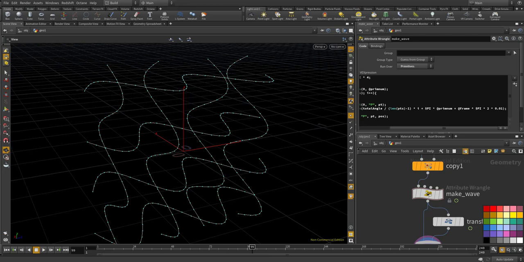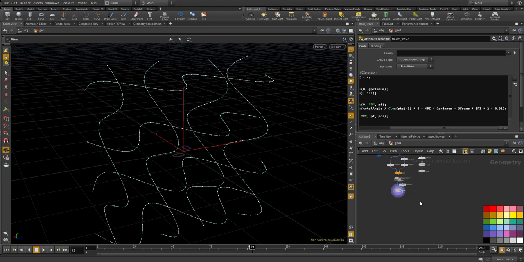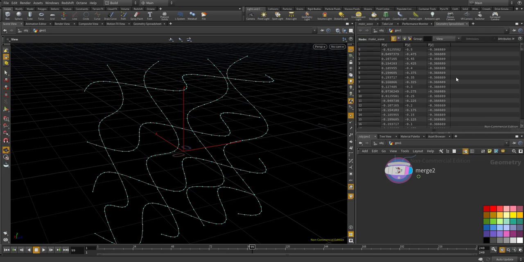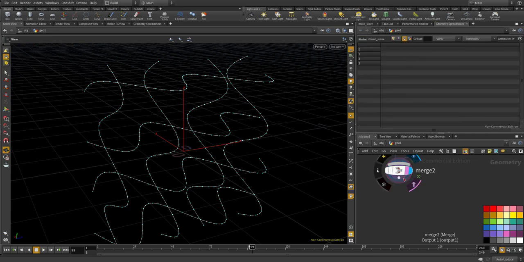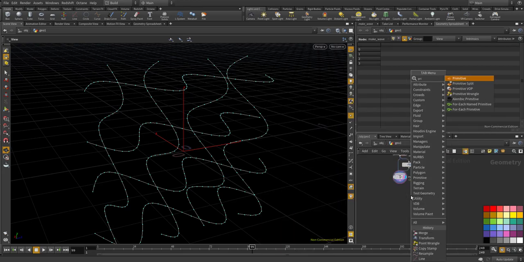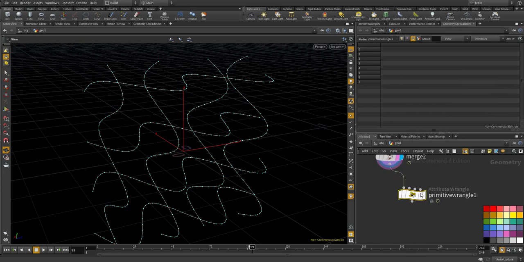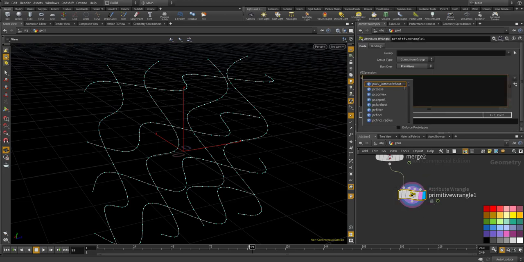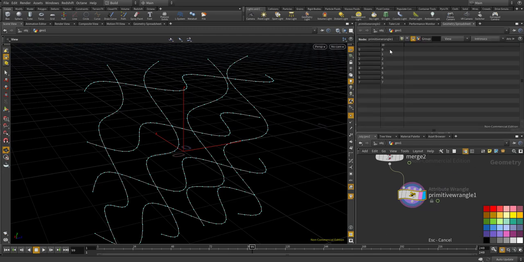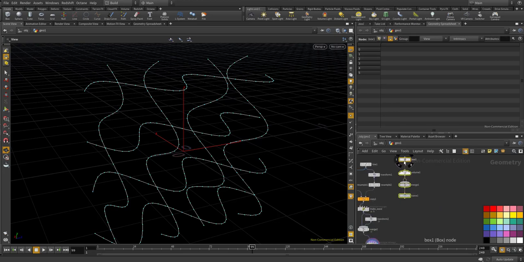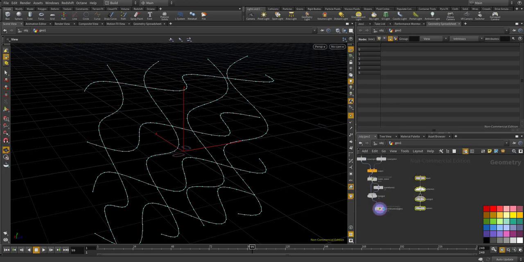Okay. Now let's look at the geometry spreadsheet and look at the primitives. Just to make sure, let's make a primitive wrangle. And for each primitive, set the ID to primnum. Like this. Okay, now I have those two together.